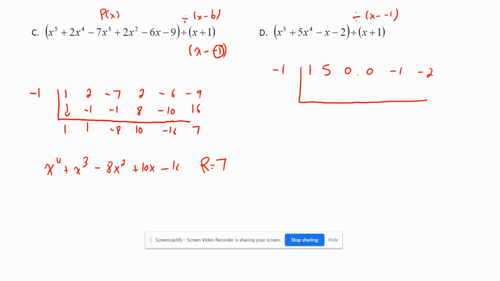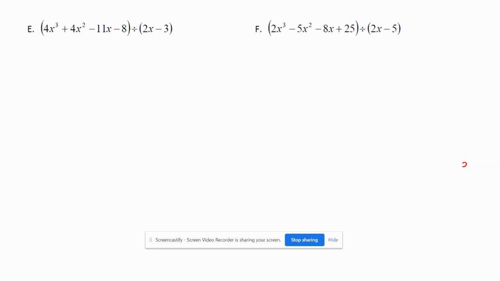Okay, so these zeros here are important as placeholders, and we need to make sure that we're including these in our synthetic division here. Bring down the 1, multiply, and we get this answer here. Okay, so this answer, x to the 5th divided by x, is going to be an x to the 4th. So we get x to the 4th plus 4x cubed minus 4x squared plus 4x minus 5 with a remainder of 3.